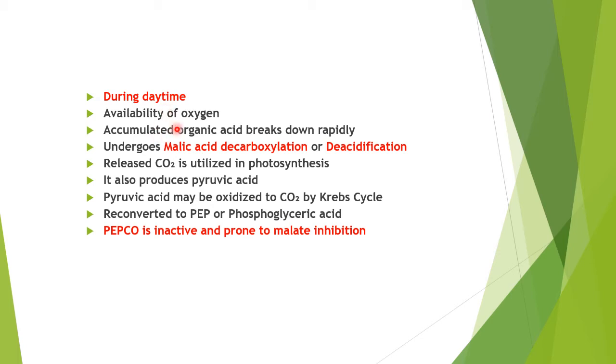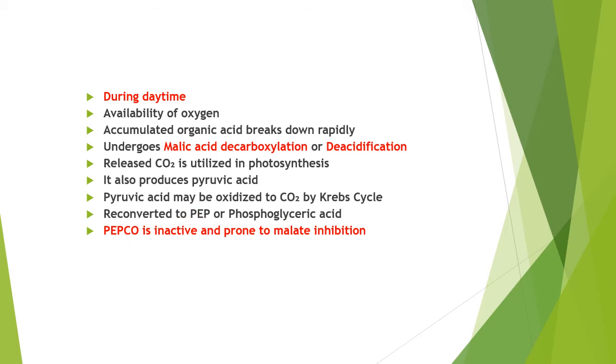During daytime, there is an availability of oxygen, and the accumulated organic acid breaks down rapidly. It undergoes malic acid decarboxylation, that is called deacidification. And the carbon dioxide which is released there is utilized in photosynthesis during daytime. It also produces pyruvic acid. Pyruvic acid may be oxidized to carbon dioxide by Krebs cycle and reconverted to PEP or phosphoglyceric acid. PEPCO, the enzyme which is fixing the carbon dioxide at night, is inactive during daytime and is prone to malate inhibition. When there is malate, that will inhibit the PEPCO.